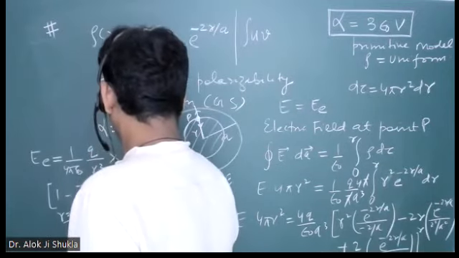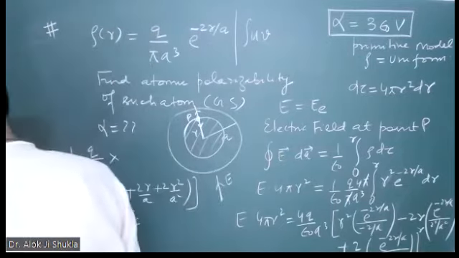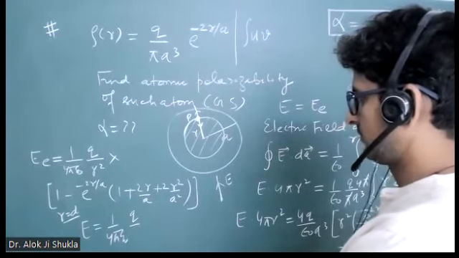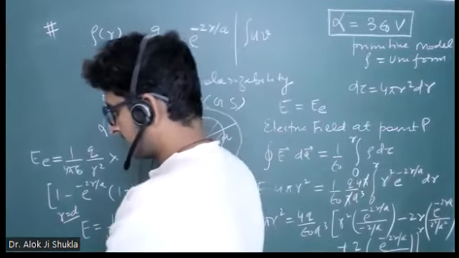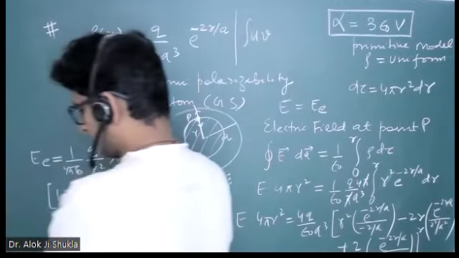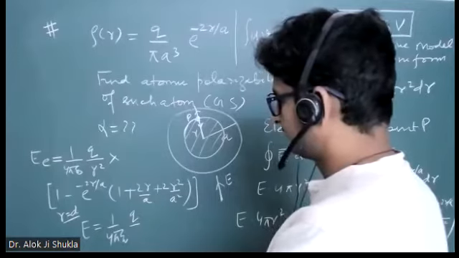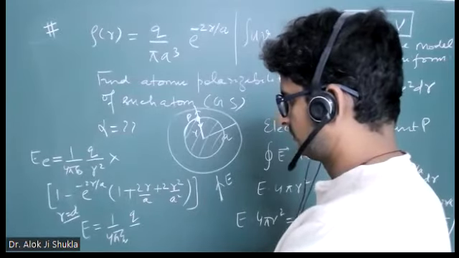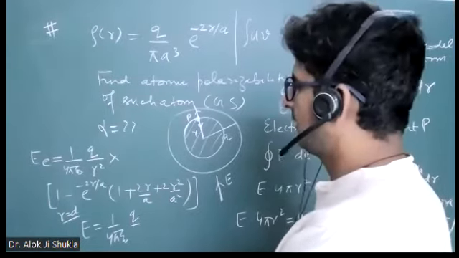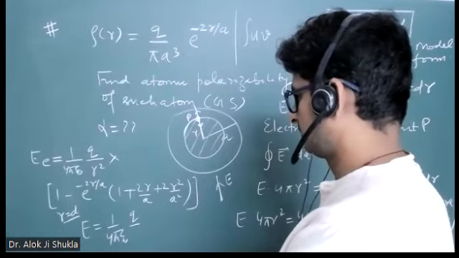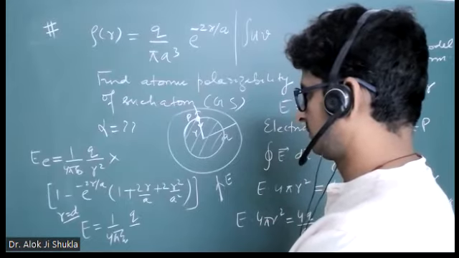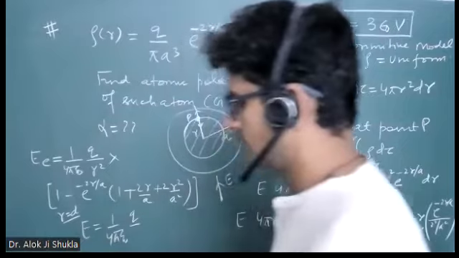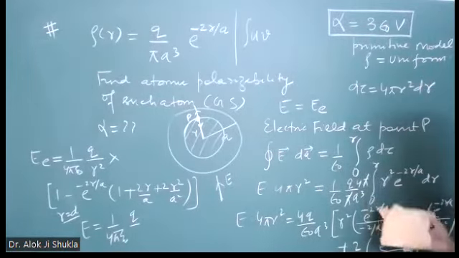Q over what? D. Q over... Sir, R is equal to D, right? R is equal to D. What will be the value? This part is done, should I erase this? Yes sir.